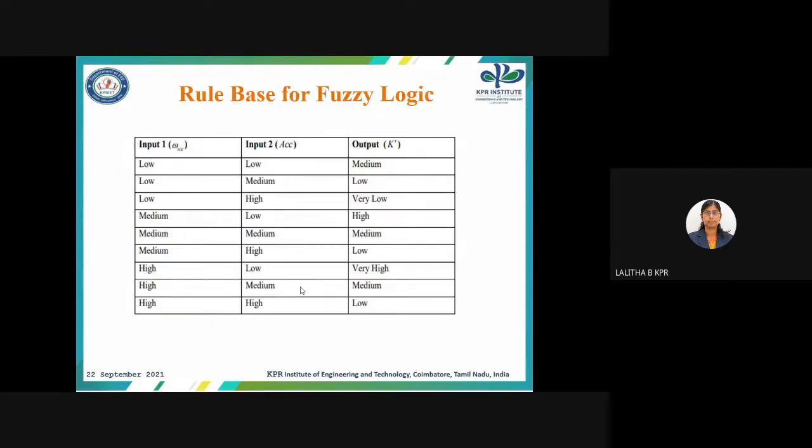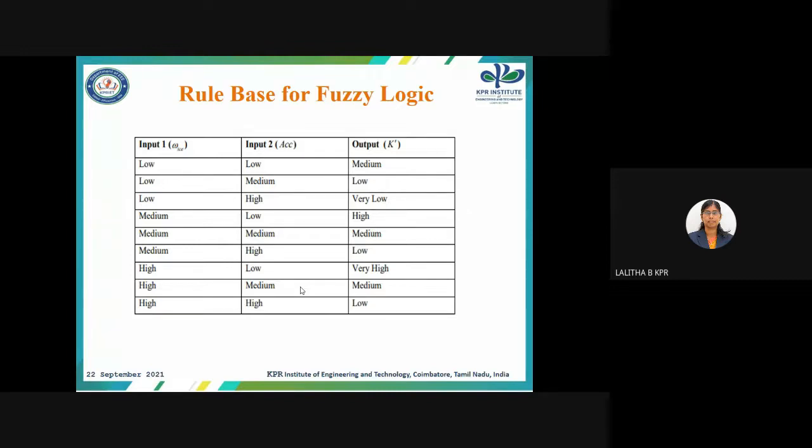So this is the membership rule base for fuzzy logic. When the input one is low, that is when the IC engine speed is low, and the acceleration pedal is low, the resultant output is medium. When the IC engine speed is low and the acceleration pedal is medium, the output will be low. When the IC engine speed is low and the acceleration pedal is high, the resultant output is very low.